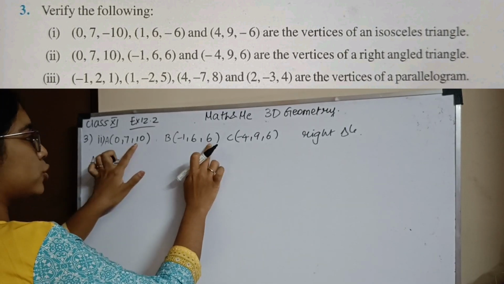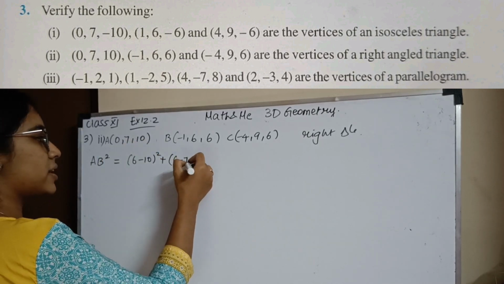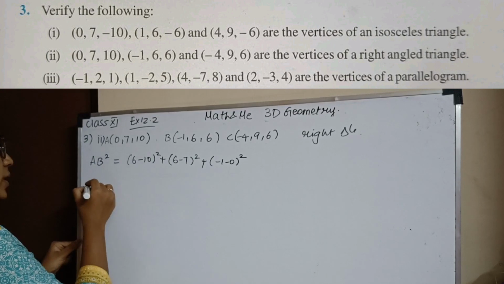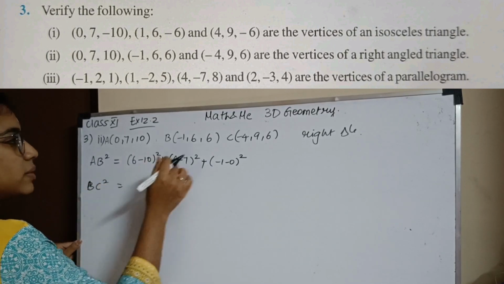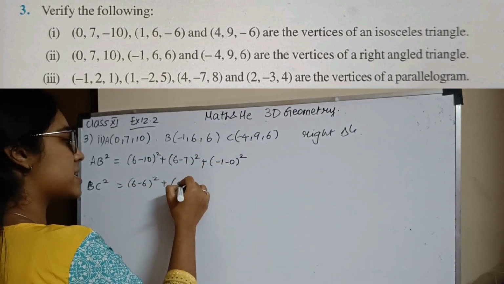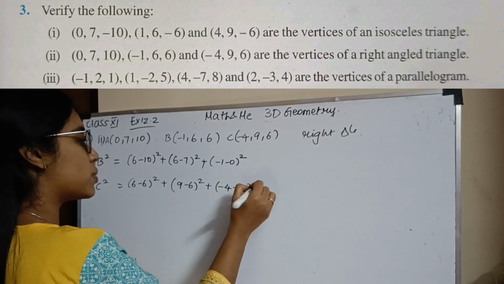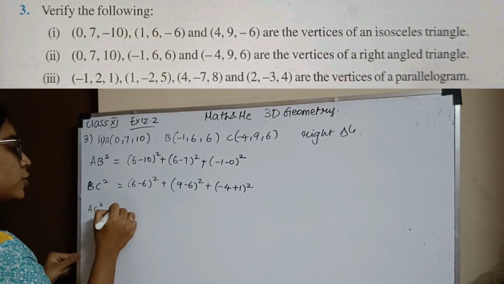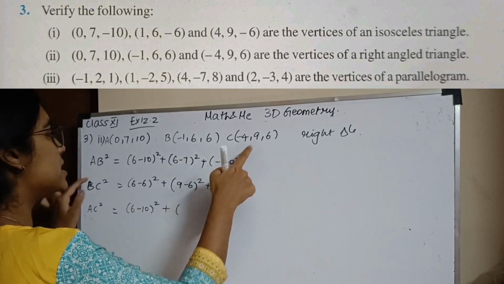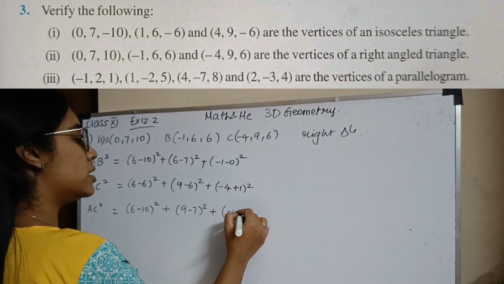So for AB, x2 minus x1 the whole square, 6 minus 10 the whole square, plus 6 minus 7 the whole square, plus minus 1 minus 0, so it will be minus 1 minus 0 the whole square. This is AB square. Next, BC square will be B and C. So I have 6 minus 6 the whole square plus 9 minus 6 the whole square plus minus 4 minus of minus 1, which will be minus 4 plus 1 the whole square. Similarly, what will AC square be? AC square will be 6 minus 10 the whole square plus 9 minus 7 the whole square plus minus 4 minus 0 the whole square.